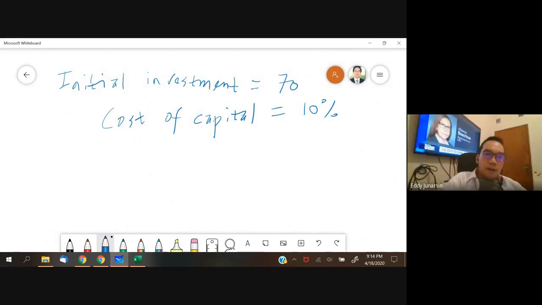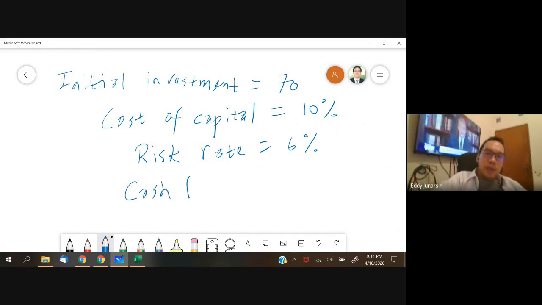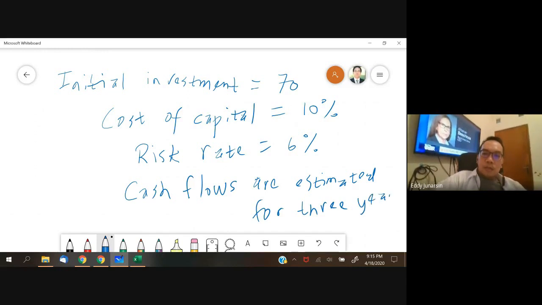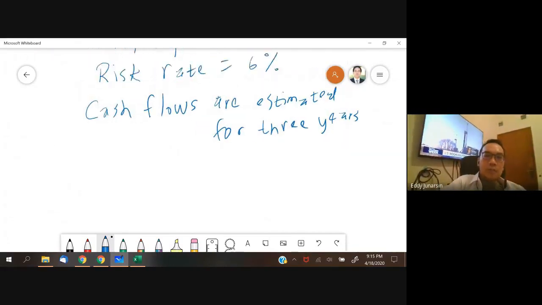And then we have an interest rate, and let's use the basic rate. Say the basic rate is maybe 6%. And then for the sake of brevity, cash flows are estimated for 3 years only. Okay, so again, this is just an example. We'll see how the example tells us the benefit of a real option.